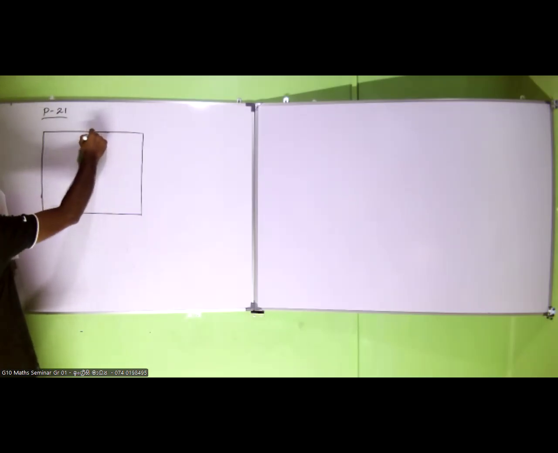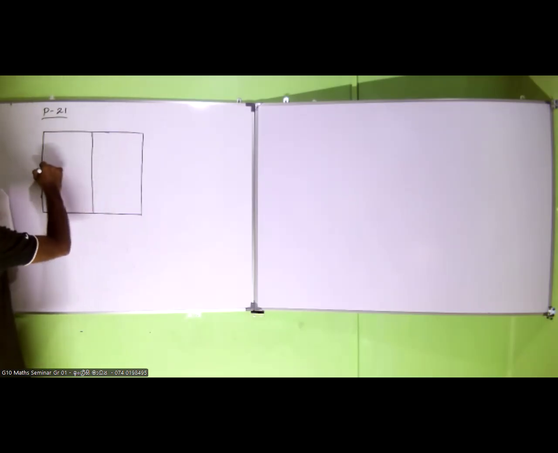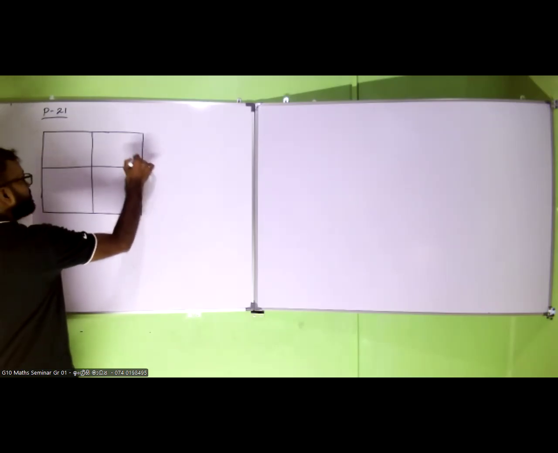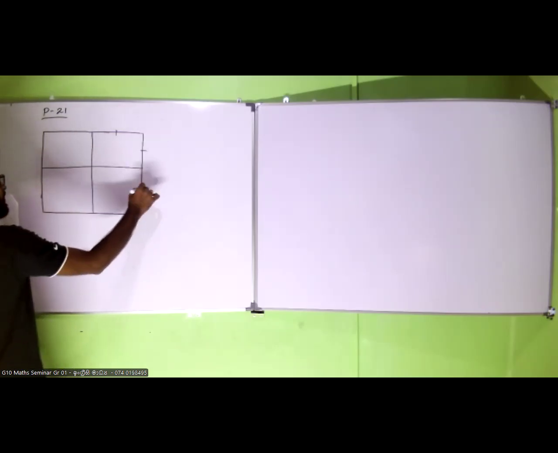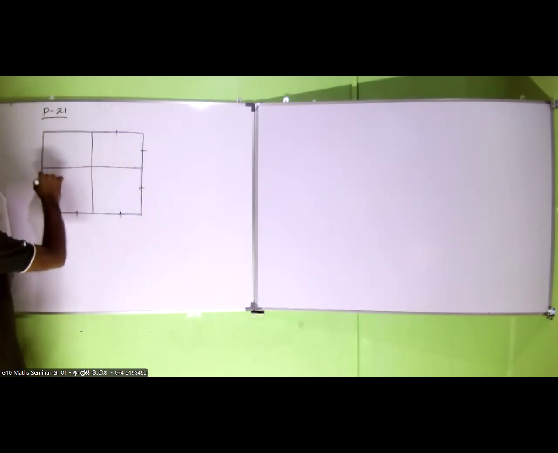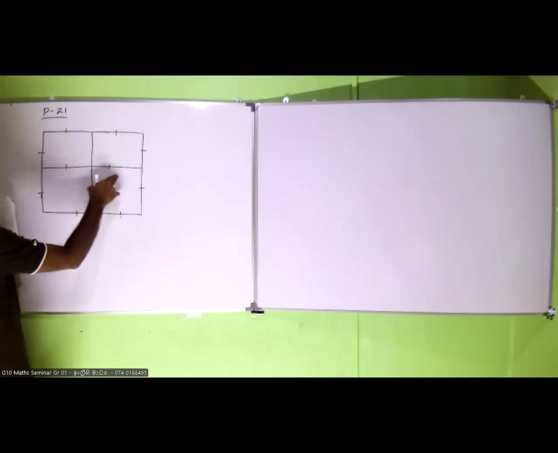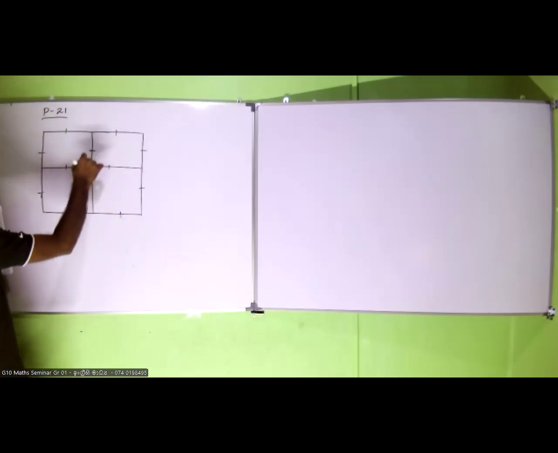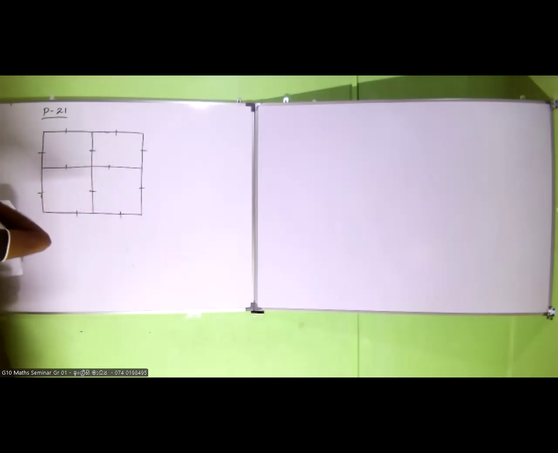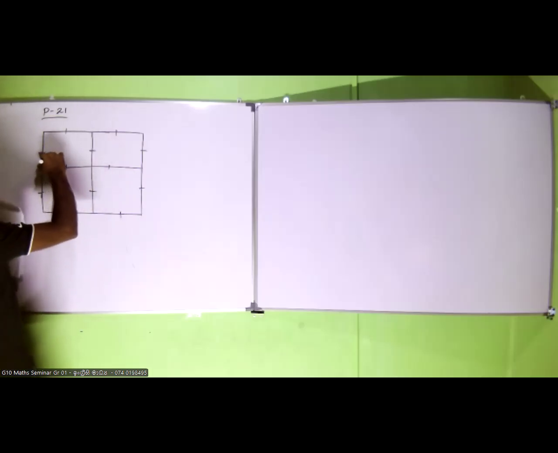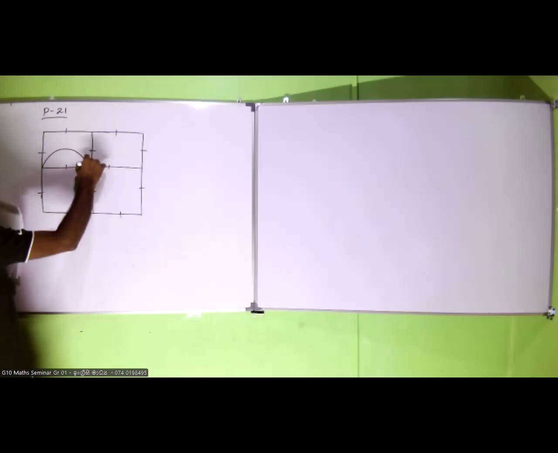You guys need to understand this one is a square because all of the lengths are equal. If these lengths are equal, these two lengths should be equal, right? If these lengths are equal, these two lengths should be equal, right? And this is a half circle, right?